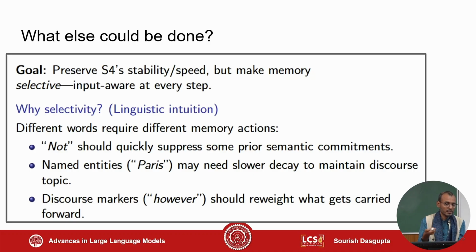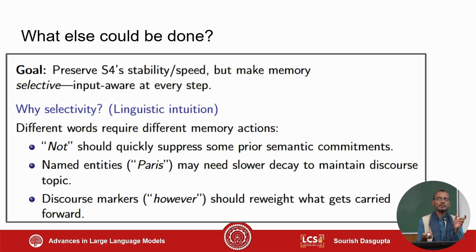Selective means input aware. So why selectivity? The linguistic intuition is that the moment the word "not" comes in, I should be able to understand that this "not" is negating something upcoming, and maybe changing something that has already happened. So I should be able to quickly readjust. Named entities, let's say "not", should quickly suppress some prior semantic commitments that I already made. And named entities like Paris may need slower decay to maintain the discourse topic. Discourse markers like "however" should reweigh what gets carried forward.